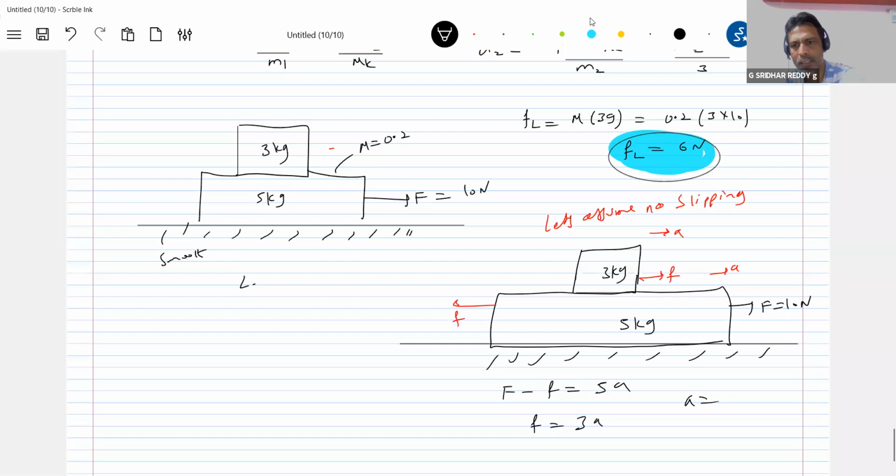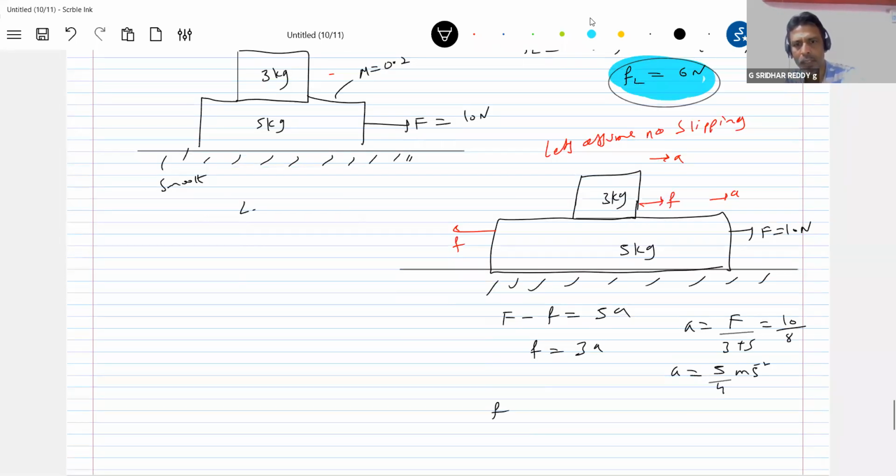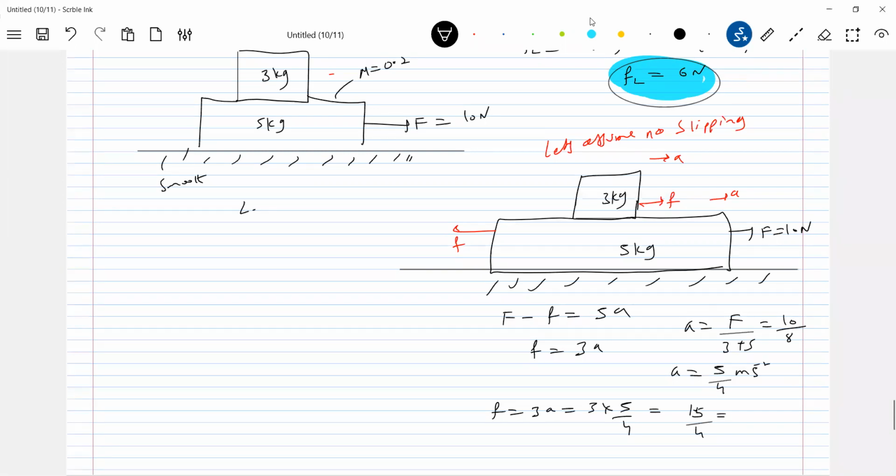So what is the acceleration equal to? F by 3 plus 5, 10 by 8. So the acceleration will be 5 by 4 meter per second square. Let me check the value of the friction force acting now. f equals 3 into 5 by 4. This should be 15 by 4. What is 15 by 4? 3.75 Newton. Okay, I got the value like this.